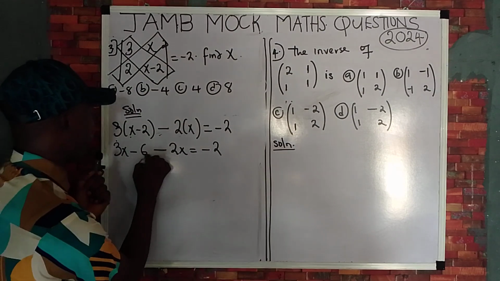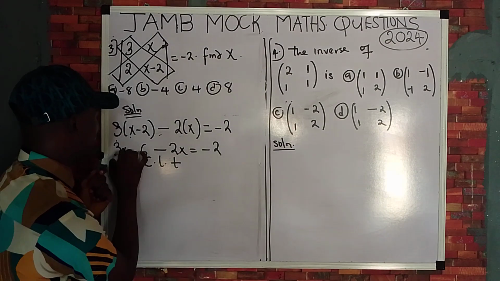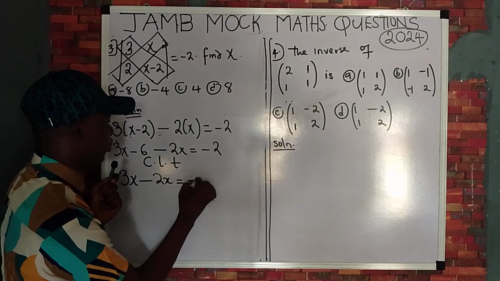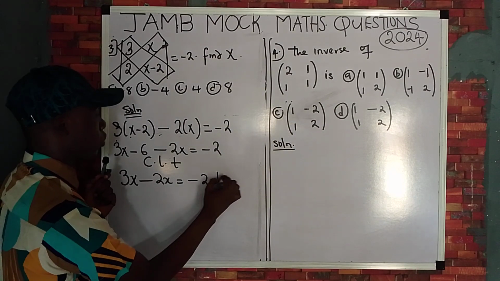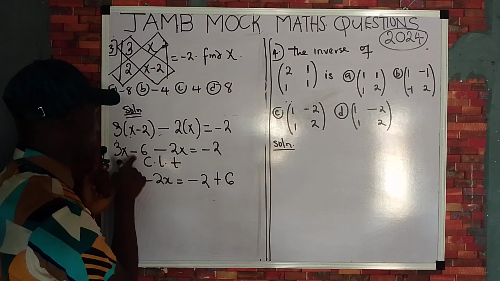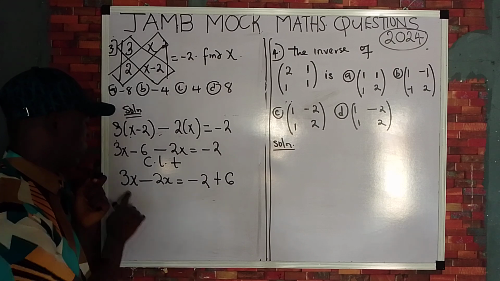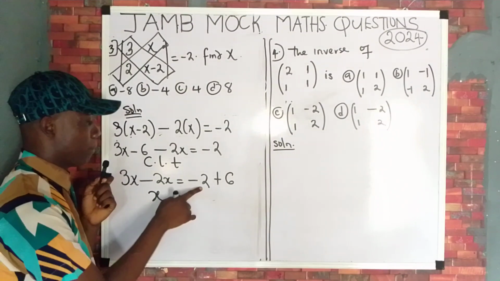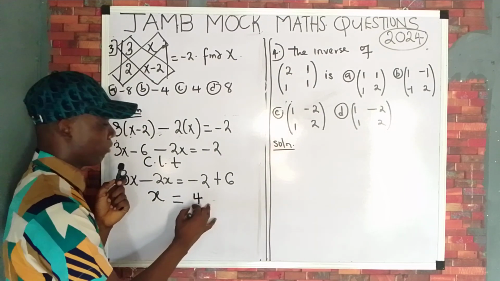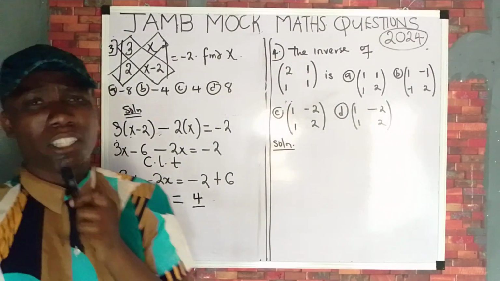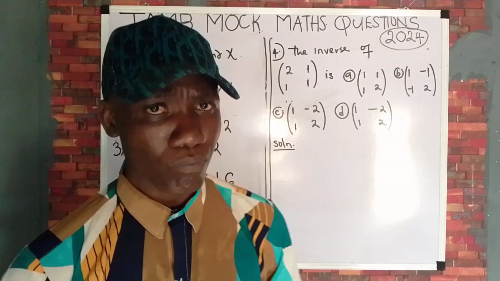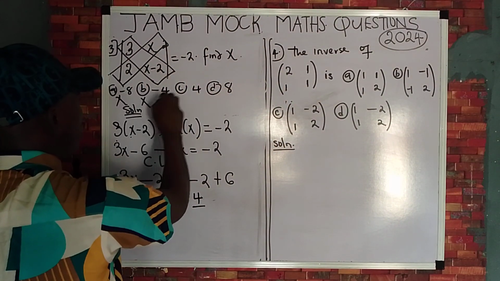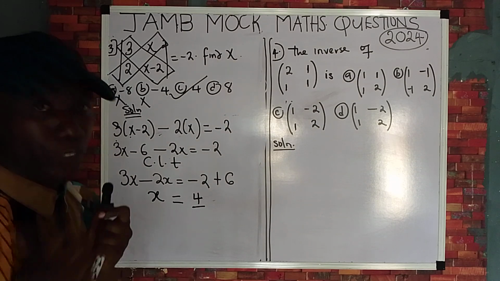What do we do? Collect your like terms together. This will give us 3x minus 2x is equal to minus 2 plus what? 6. Remember, if minus 2 crosses, you have plus. 3x minus 2x will give us x, and minus 2 plus 6 will give us 4. Determinant of a matrix is quite cheap. As you can see on the board, the answer is not A, is not B, the answer is C.